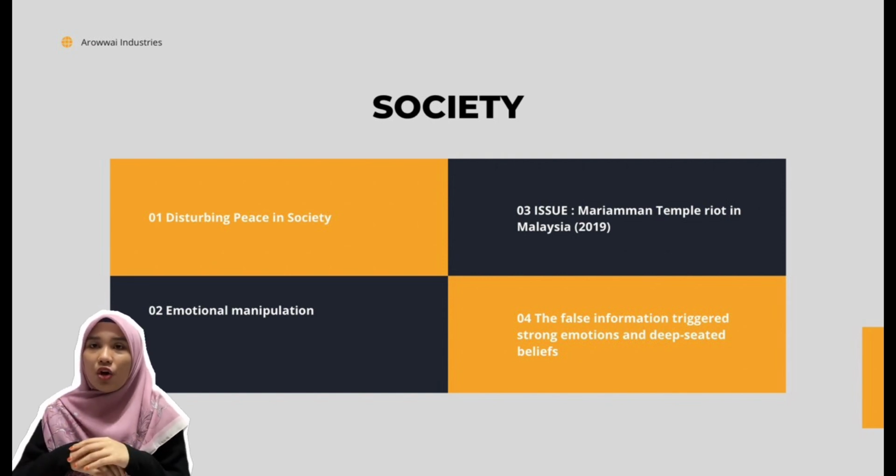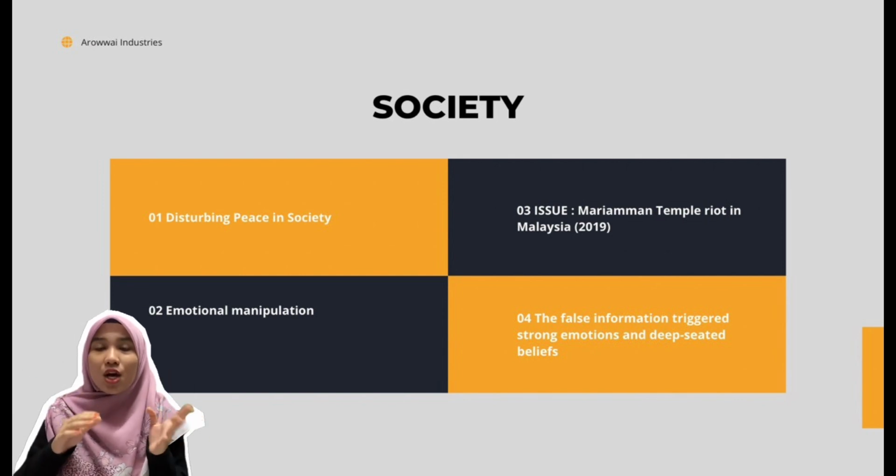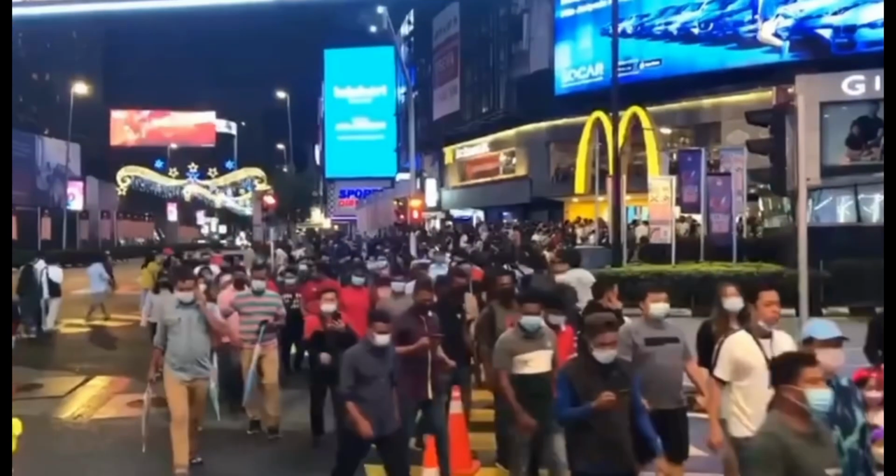Addressing the dissemination of fake news and promoting responsible sharing of information are crucial steps in preventing such incidents and maintaining peace within a society.